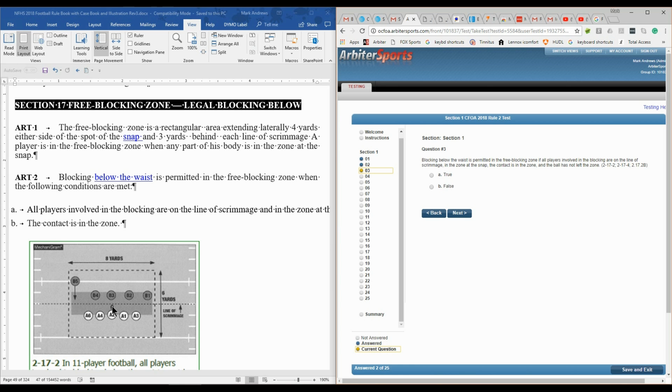If he's in a shotgun or pistol formation, then most of the time there can't be illegal. I don't want to get into this. We have other videos about the free blocking zone, but just understand that this is the basic alignment that's required for a block below the waist to be legal in the free blocking zone. So the answer to question number 3 is true.